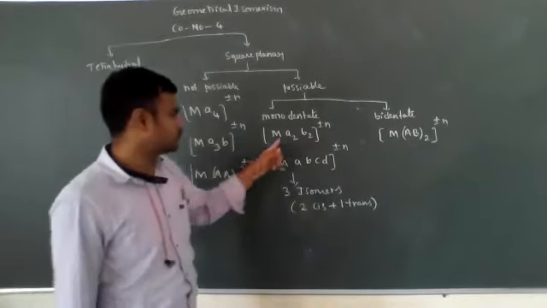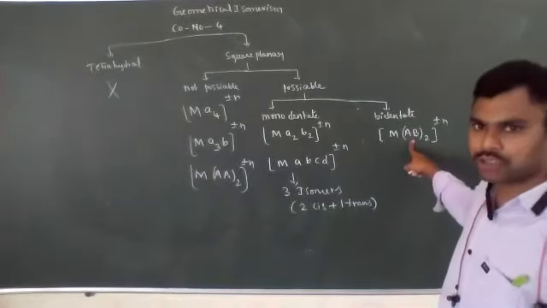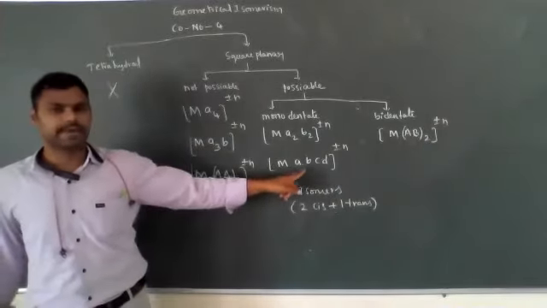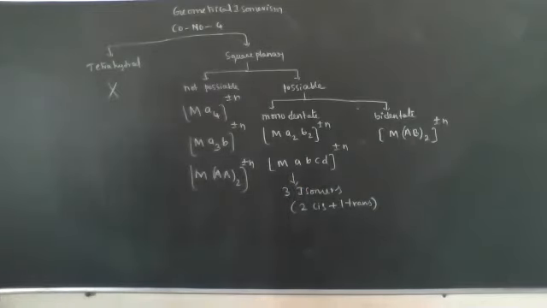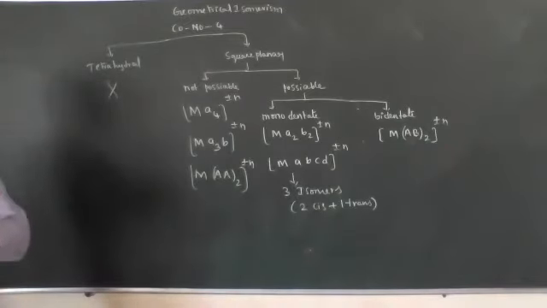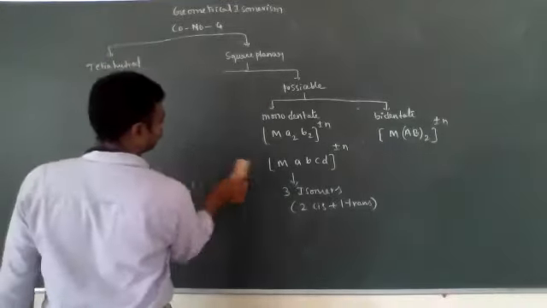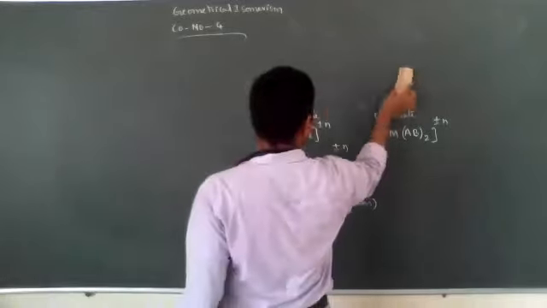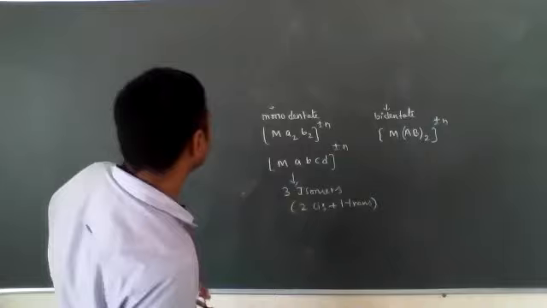For geometrical isomerism, A2B2 has 2 geometrical isomers. AB twice also has 2 geometrical isomers. One is cis form, another one is trans form. But MABCD, with 4 different kinds of ligands present, has a total of 3 geometrical isomers. Out of that, one is trans and 2 are cis forms. Let's see examples. What I said, first one is MA2B2.